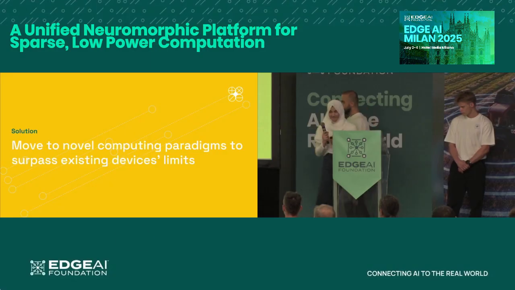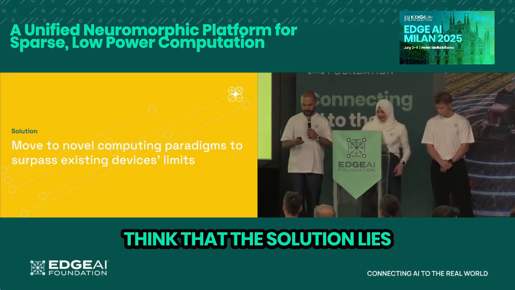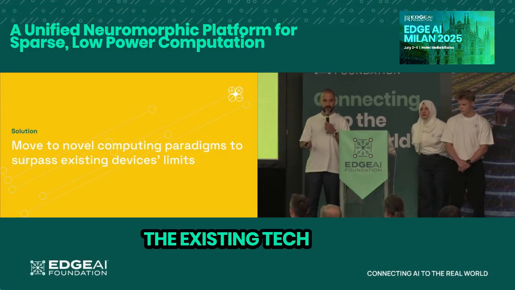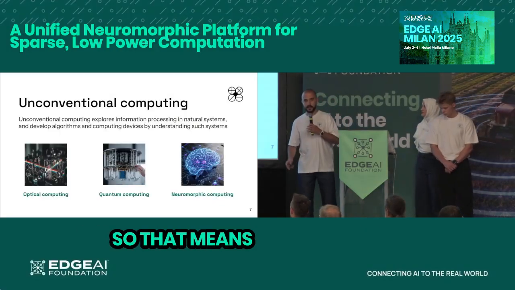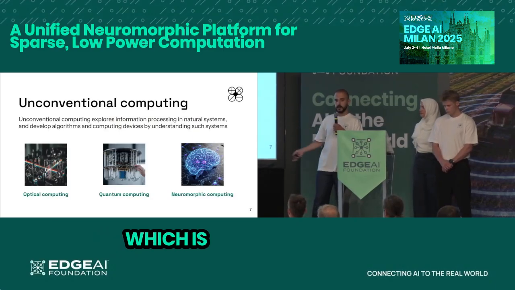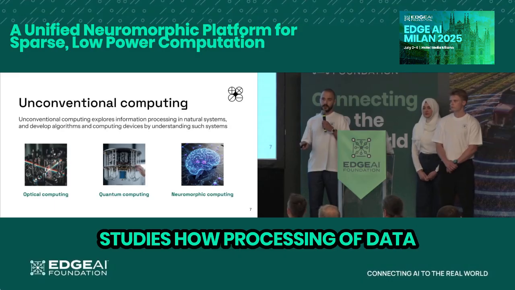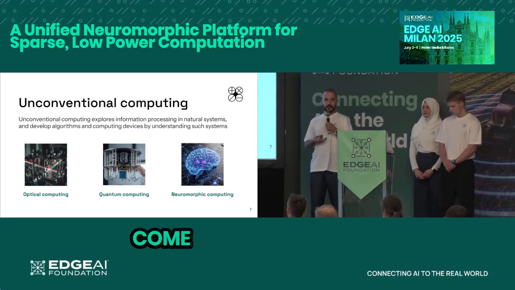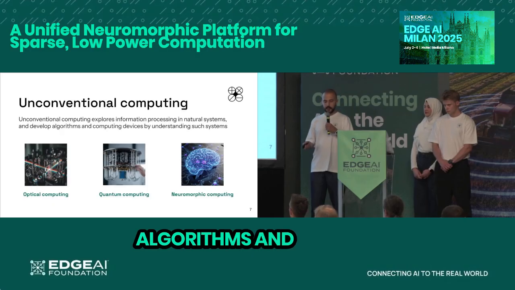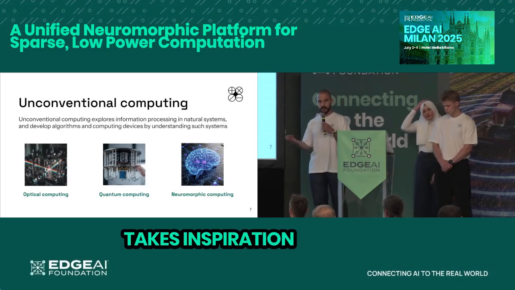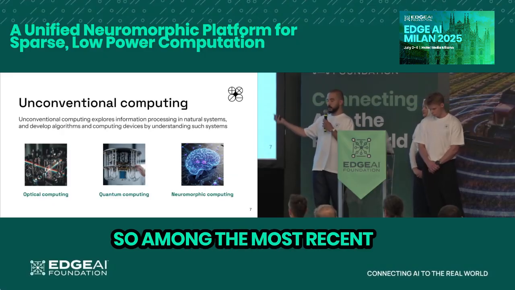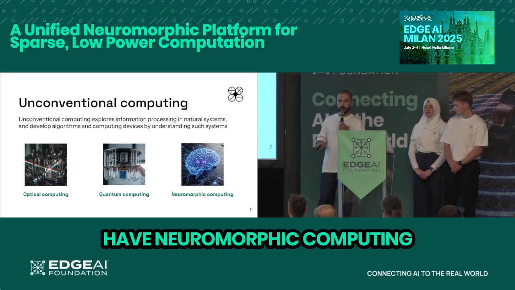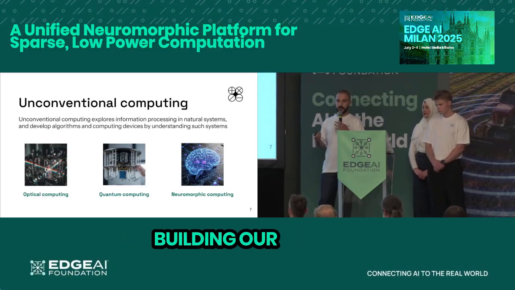Thank you, Abir. At Newcom, we think that the solution lies in moving to a novel computing paradigm to solve the existing tech limits. That means venturing into unconventional computing, which is the discipline that studies how processing of data is done in natural systems, in order to hopefully reverse engineer these principles and come up with new devices, algorithms, and ways of processing information that take inspiration from these systems. Among the most recent or famous ones, we have optical computing and quantum computing, but then we also have neuromorphic computing, which is what we're looking at at Newcom and what we're building our tech on.